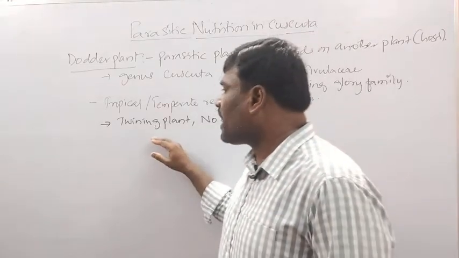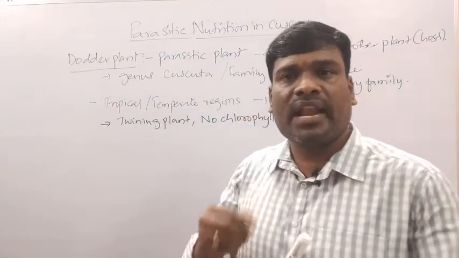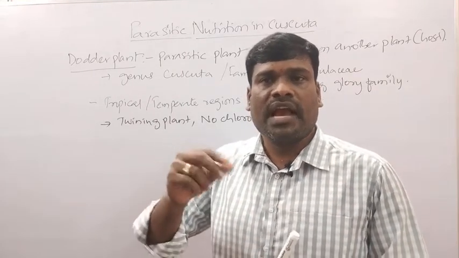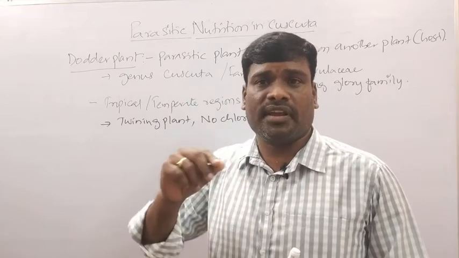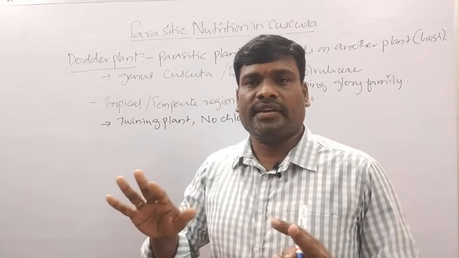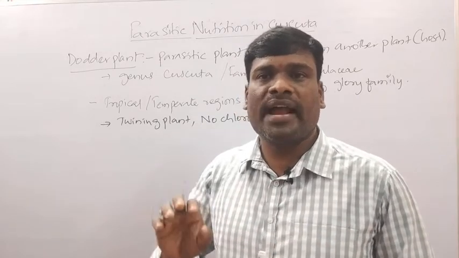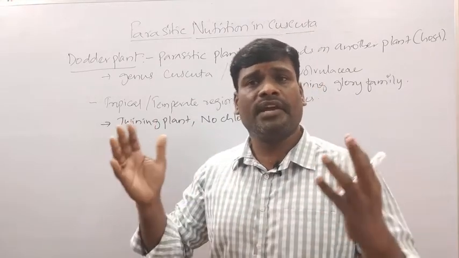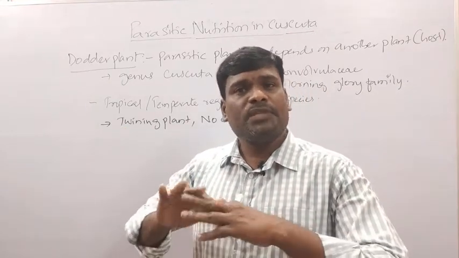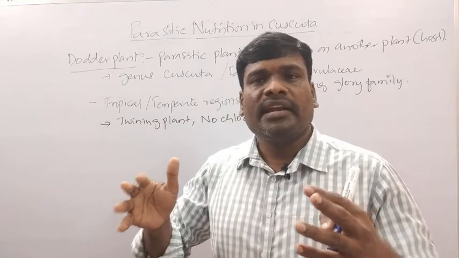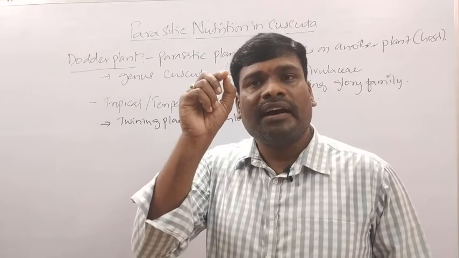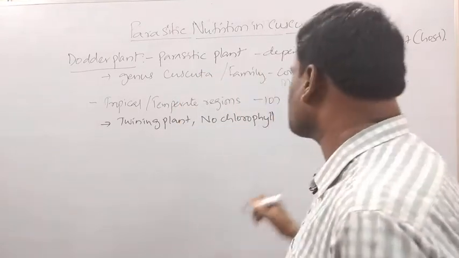What is this twining plant? That means this plant has a slender stem children, and that stem is like a string. This string will move towards the host plant, and it will spread completely on that host plant. But just by spreading onto the other plant, does it get the nutrients? No. There is a special structure called haustoria.